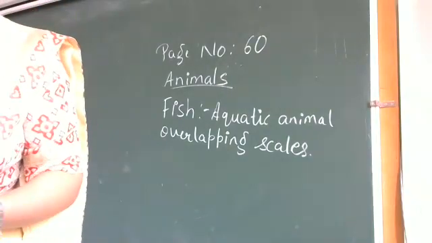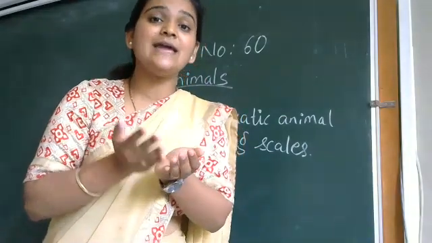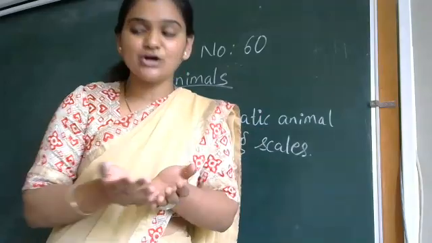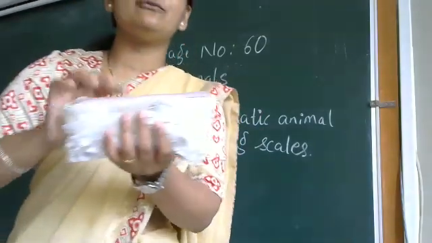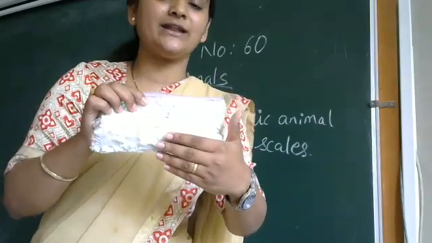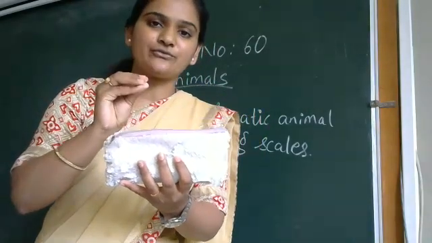Now, inside the fish body is what? Very much soft. It needs something to protect its skin, and because of that the scales are flexible. The scales are known as what? Protecting their bodies. Inside the body is completely soft.